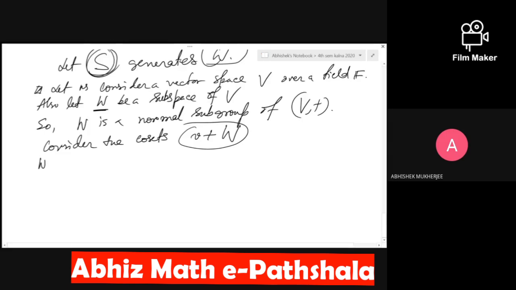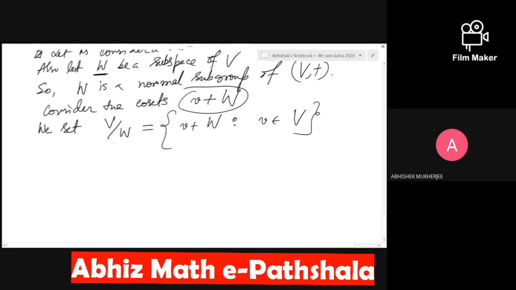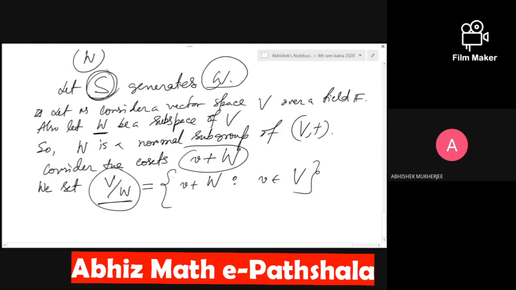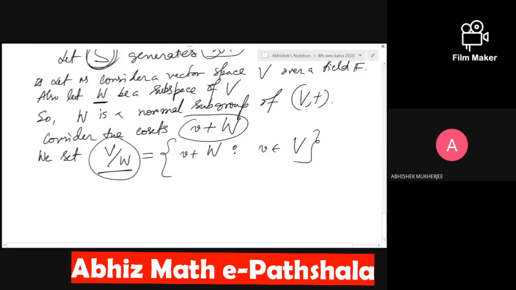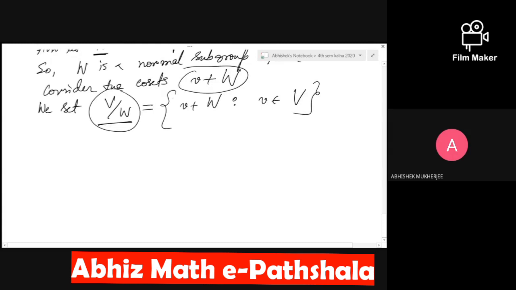And then we set V/W equals the set of all these quotients, where v belongs to V. Now, on this set we are to equip two operations: one is vector addition and another is scalar multiplication, induced from the additive and scalar multiplication operations of V. And the way of defining this is like that.